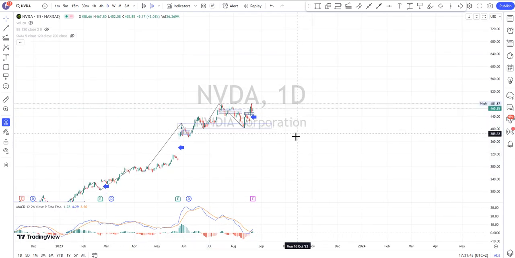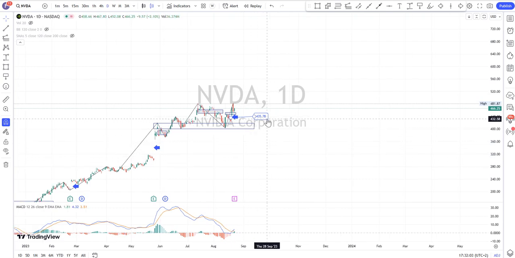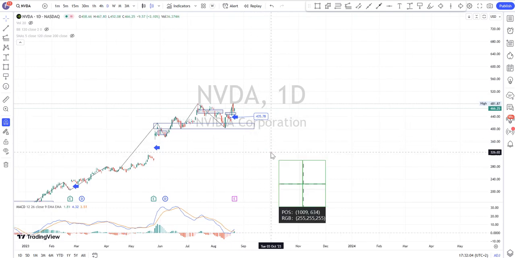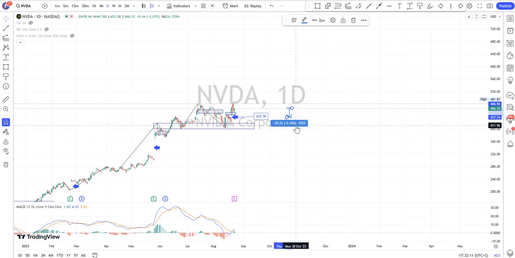If I remove this one, if it goes down, there's a gap around, let's see the price here. So the gap should be 435. Yes, there's a gap around 435. So if it goes down, we could measure the percentage from the current price to 435, which is about minus 6%.